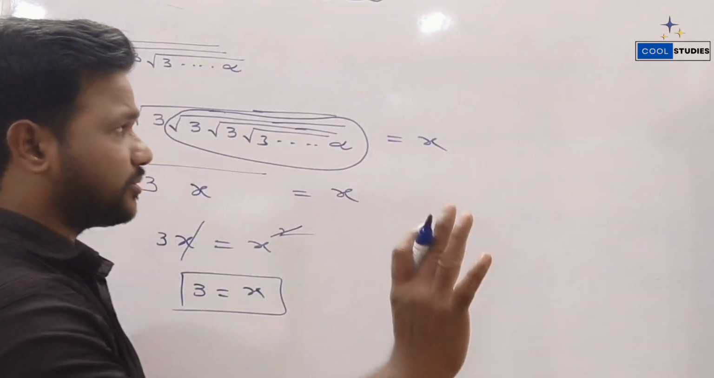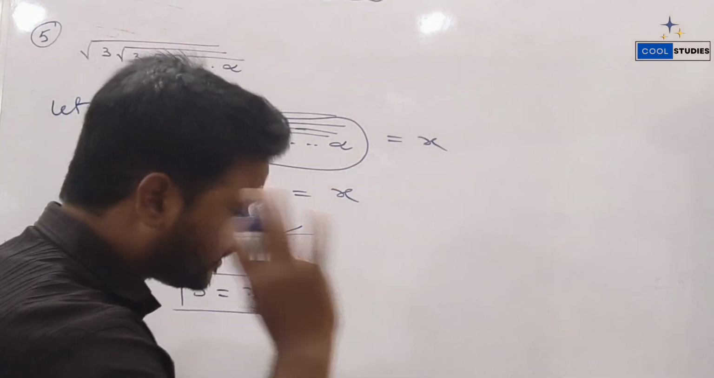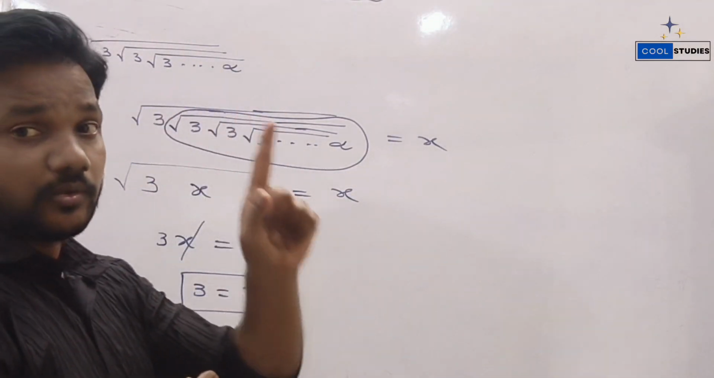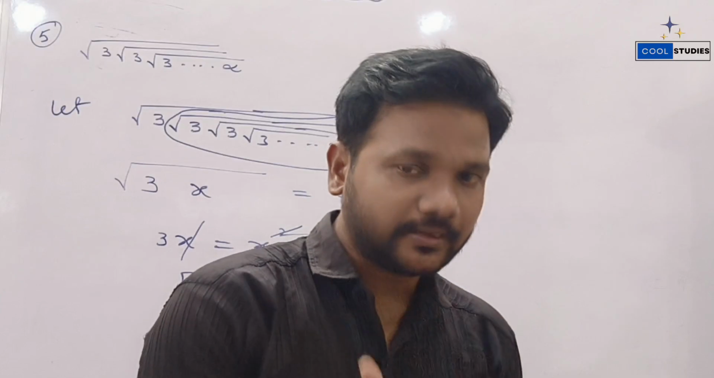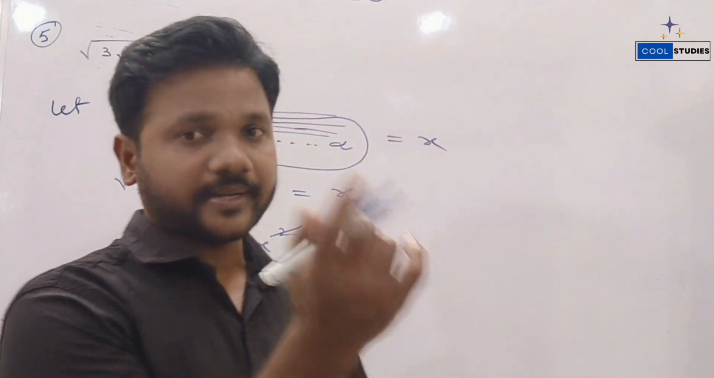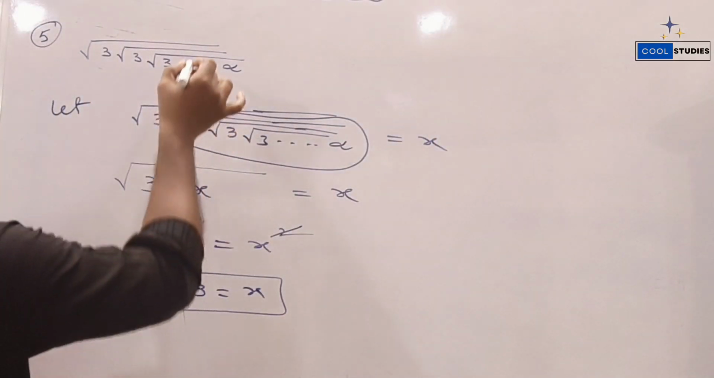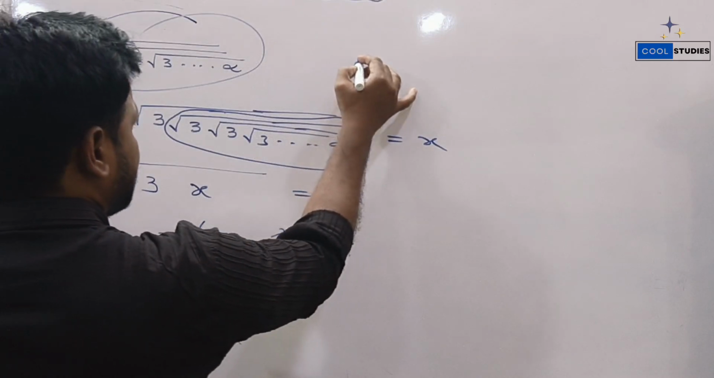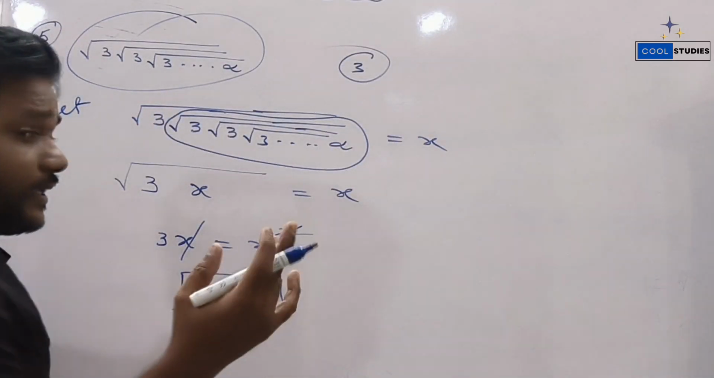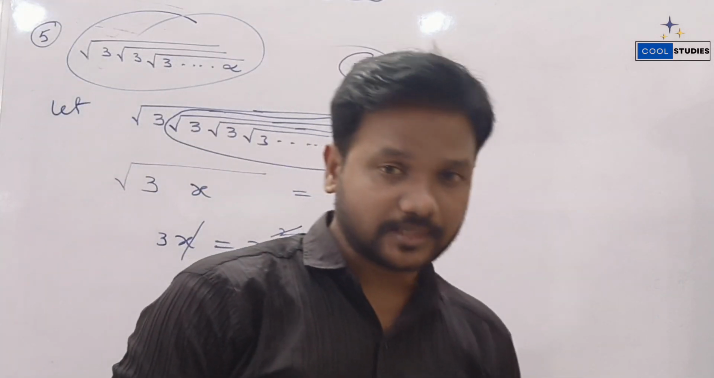So without any procedure, whenever we get this type of question, directly you can write whatever the number in the given root, that is the answer. Here, what number is given? 3, right? So the answer is 3.